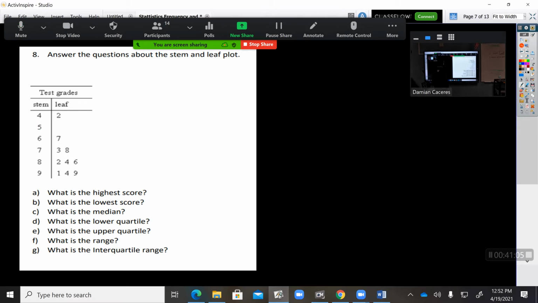So now let's answer it. What is the highest score? 90 is the highest 10. What's the highest one? 9. So my highest score is 99. What is the lowest score? 42. Your median is the number in the middle. If there are 10 numbers, the 2 in the middle are the 5th and 6th numbers. So let's go 1, 2, 3, 4, 5, 6. These two numbers added together and divided by 2 give you my median, 83.